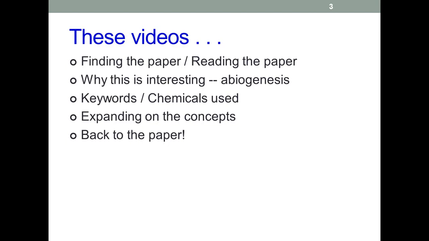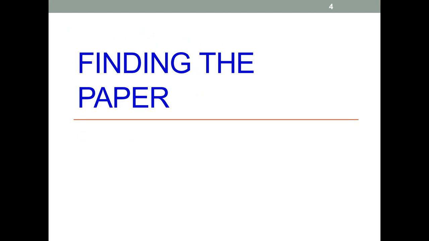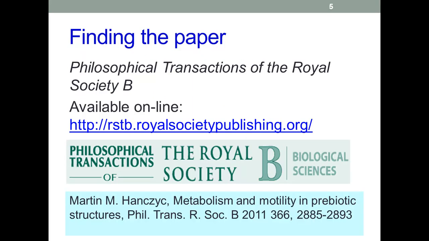Okay, so finding the paper, a bit different. It's not in Scopus or Science Direct. There's lots of good stuff in those databases, obviously, but there are other resources which you shouldn't forget about. This is in the journal Philosophical Transactions of the Royal Society B, which essentially produces reports of conference proceedings. So the paper's a little bit different to a normal research paper, you might see.